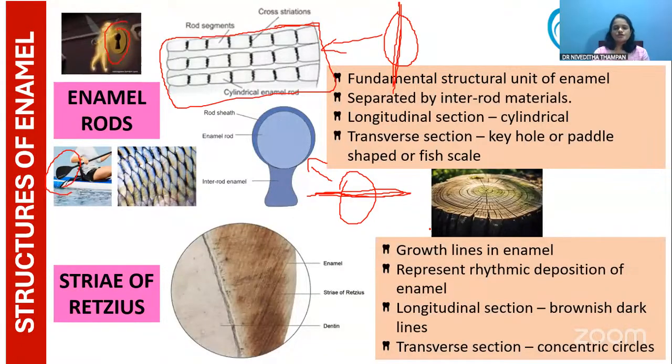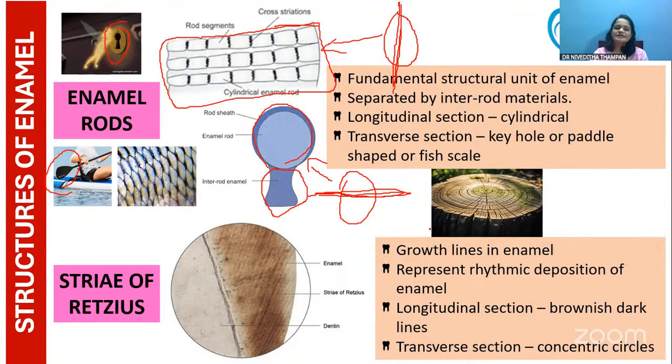Okay, so yes, it has a head and it has a tail. Okay, so this head is mainly made by the enamel rod, and this enamel rod will have a covering of rod sheath, and the tail is usually made by the inter-rod enamel material. Okay, so this is how the enamel rod will appear in the transverse section and in the longitudinal section. Okay, remember these names: keyhole shape, or fish scale shape, or paddle shape. Okay, that will be the usual shape.